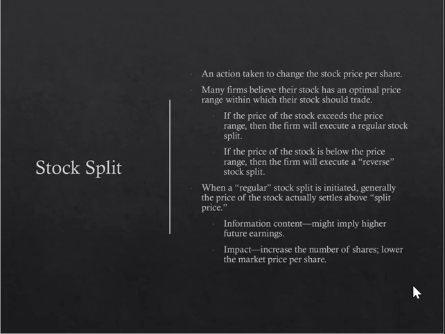When a regular stock split gets initiated, generally the price of the stock actually settles above, because people take this as an information signal from management that the company is going to continue to go up. So we're taking the stock price down and putting it in its optimal price range, and people go, oh, they think the stock price is going to continue to go up, so they needed to get it down into the right trading range, so we're going to buy. And so what ends up happening is the stock price might go from 100 to 50, but then it trades up to 55 or 56 because people view that as a positive signal.